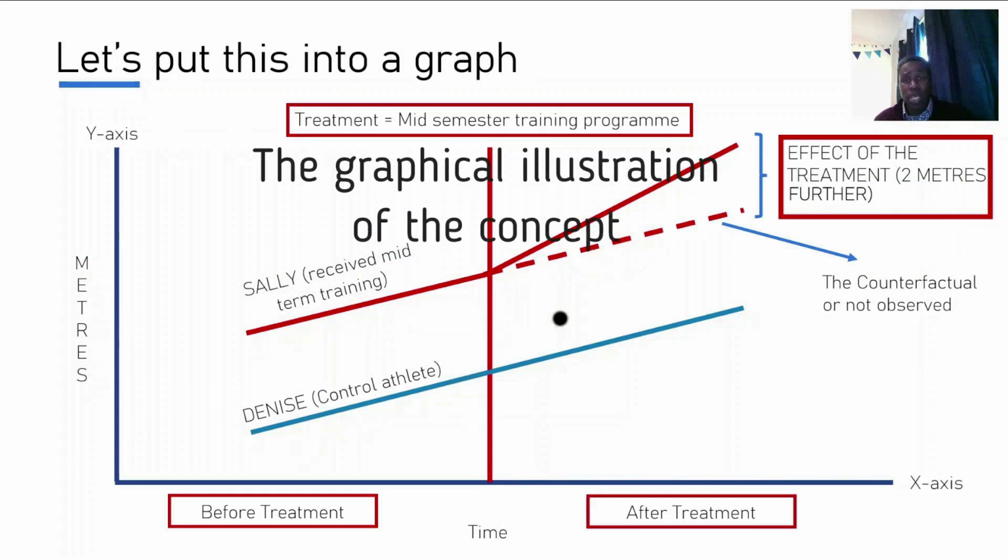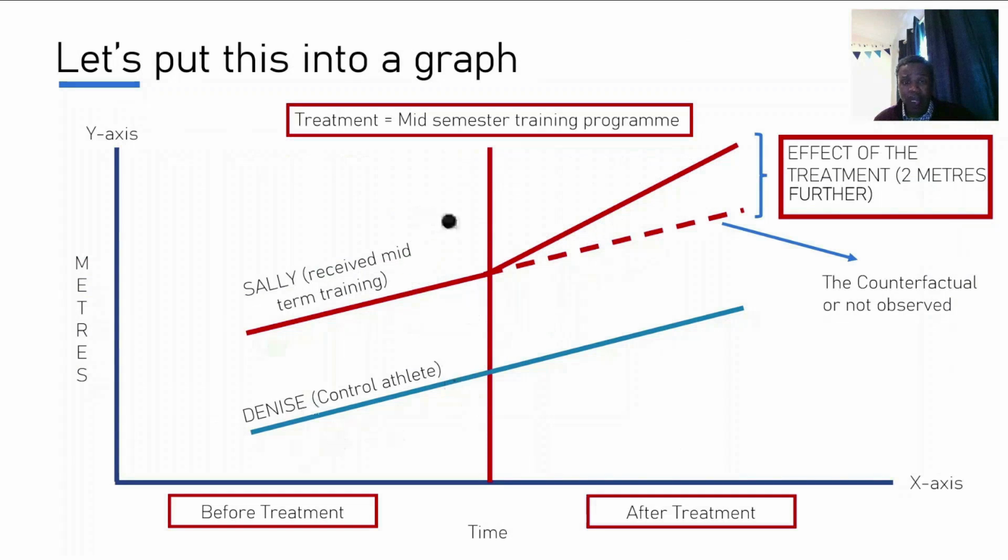When we put the two graphs together, here we can see, again, the pre-trends analysis satisfied. And we can see here something called the counterfactual. Now, this is something that we cannot observe. This is Sally's improvement in her jumps. That's the extra 2 meters here. And that's the 2 meters extra. This is now the effect of the training program that Sally has enjoyed during the half.